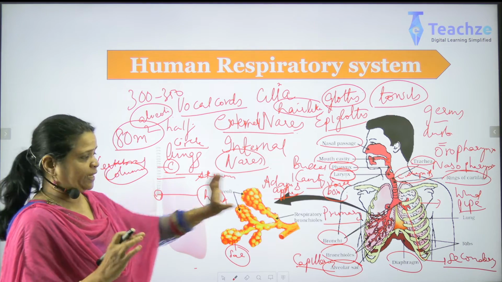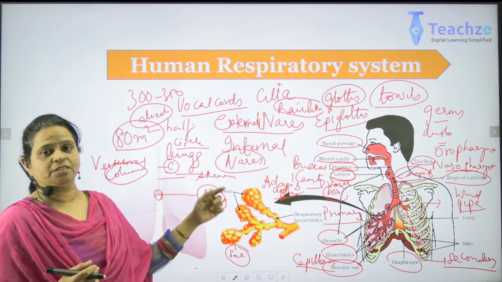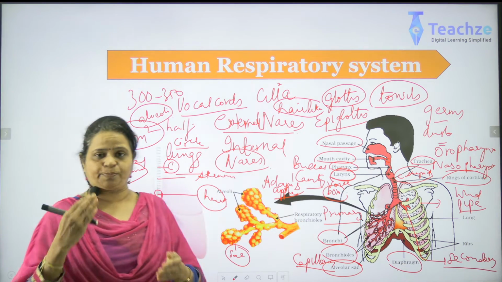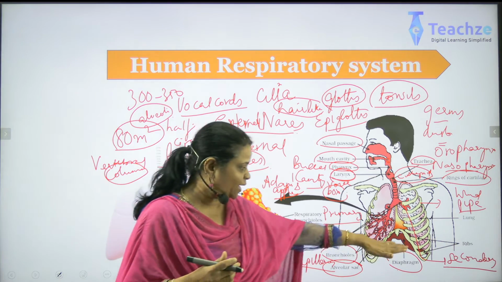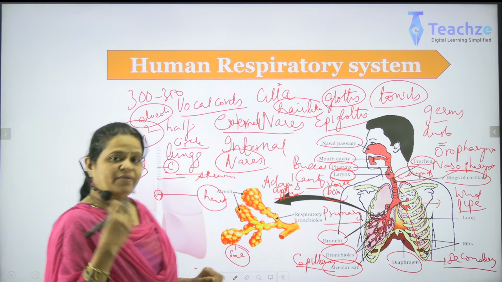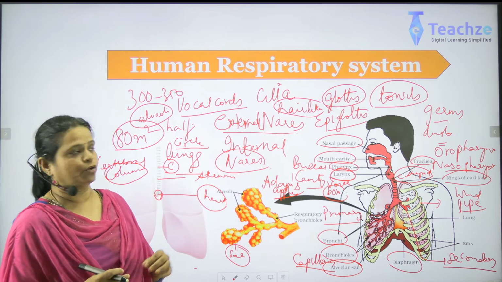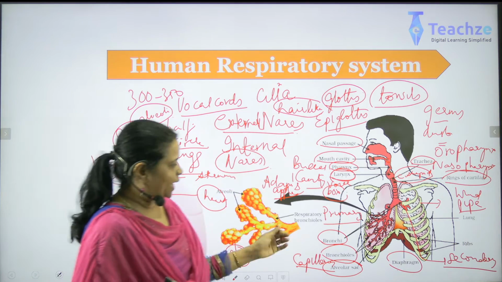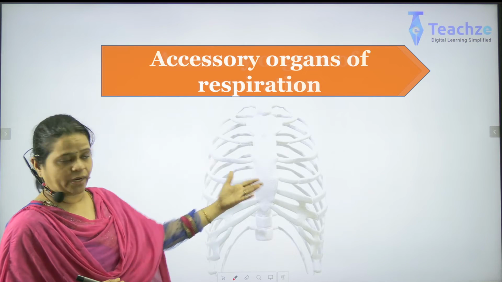Now, this will protect these particular organs, but there is another function of the rib cage. During the respiratory process, you will find that the ribs as well as the diaphragm help in this process. So these organs, we will give the term accessory organs. Now, these are the different parts of the human respiratory system, and we will try to understand it better.